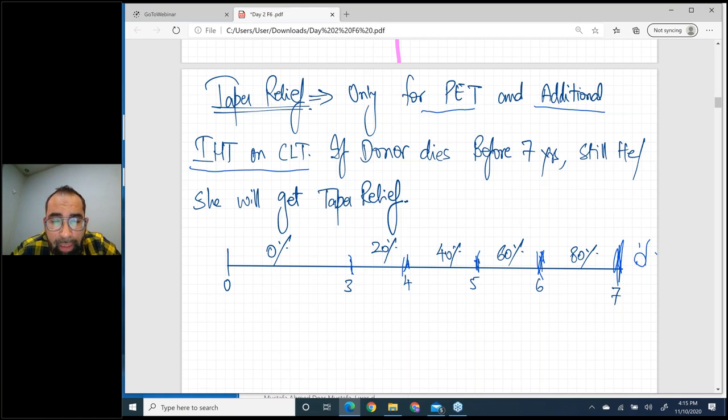Okay. Now I'm using some very famous lines. If you want to write, you may write. For taper relief, always count the gap between date of gift and date of death. Whenever you need to calculate taper relief, you need to count the gap between date of gift and date of death.